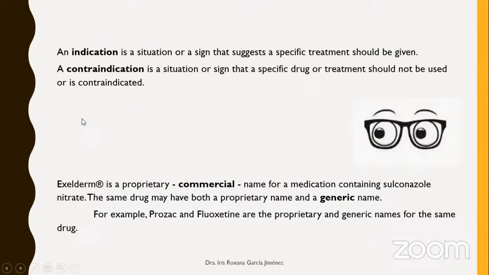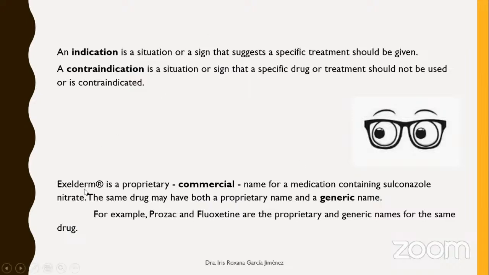Now I have some details, the bold words to consider and practice with. So we have an indication: a situation or sign that suggests a specific treatment should be given, right? A contraindication is a situation or sign that a specific drug or treatment should not be used, or is contraindicated. Of course, we all know about it.